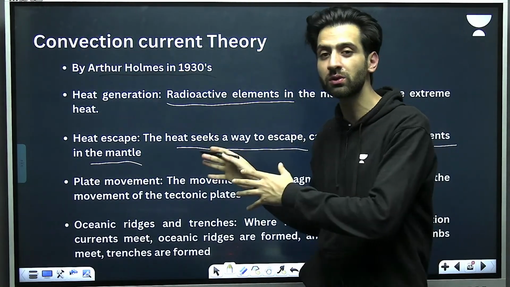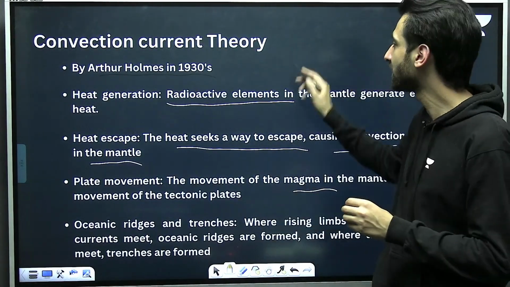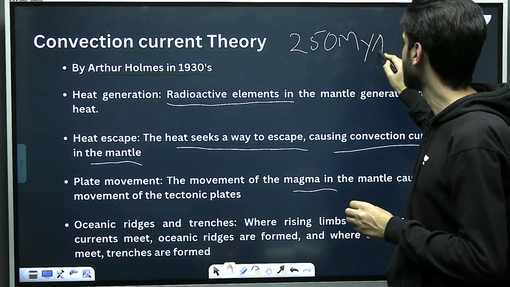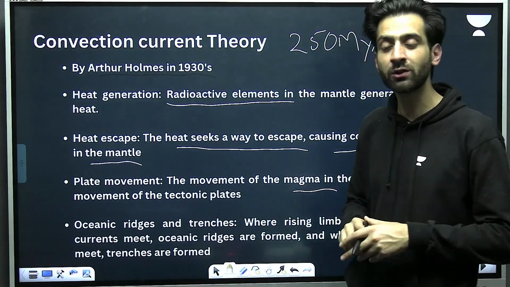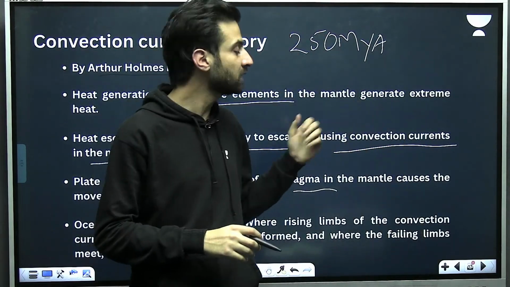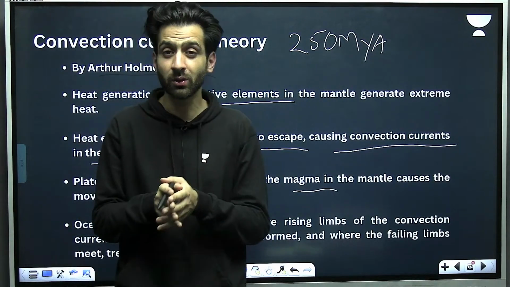The movement is very slow. First of all, it's not very fast, it's very slow. Imagine it started some 250 million years ago. It's not something that takes place overnight. So it's very slow, and it will take millions of years before there is any other change. That is why the earth looks like what it looks today.